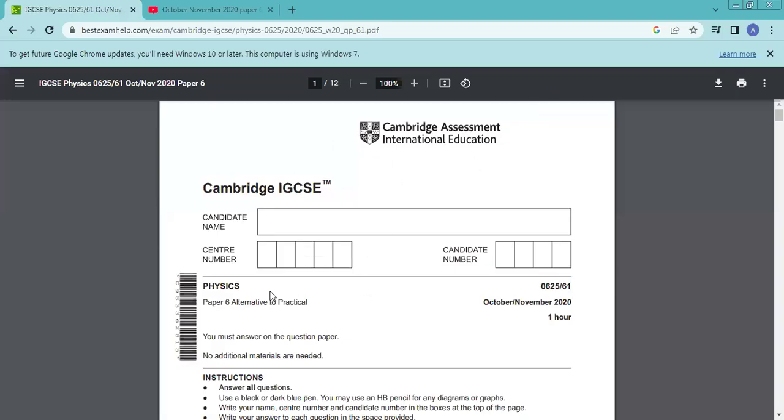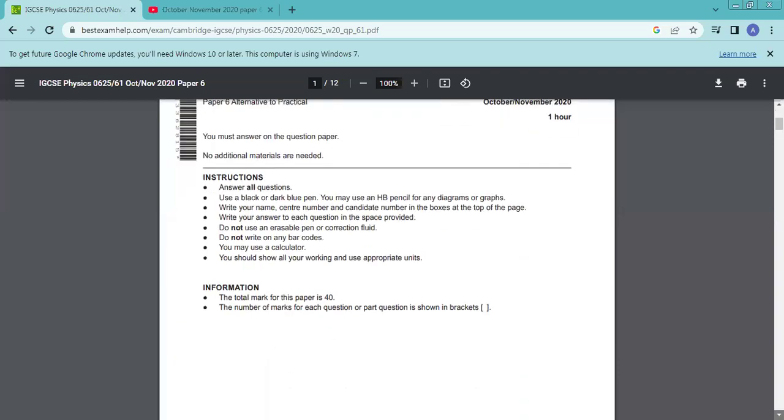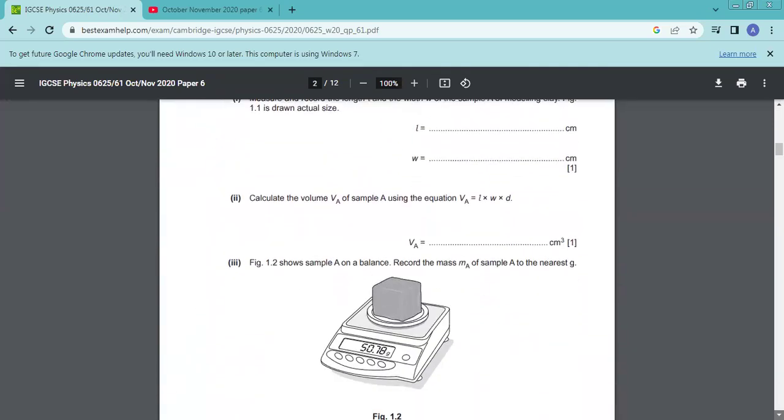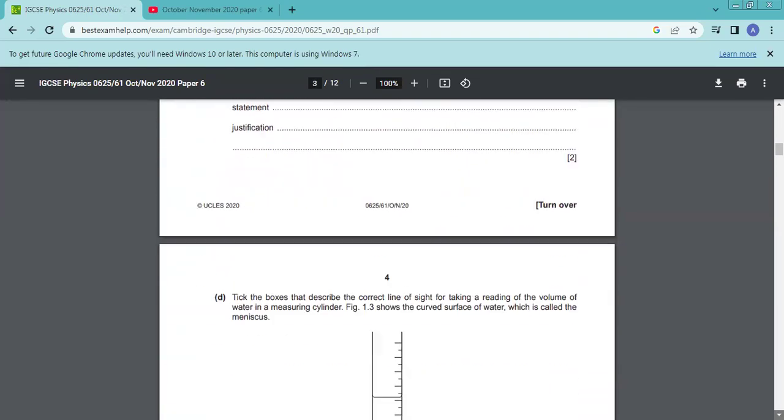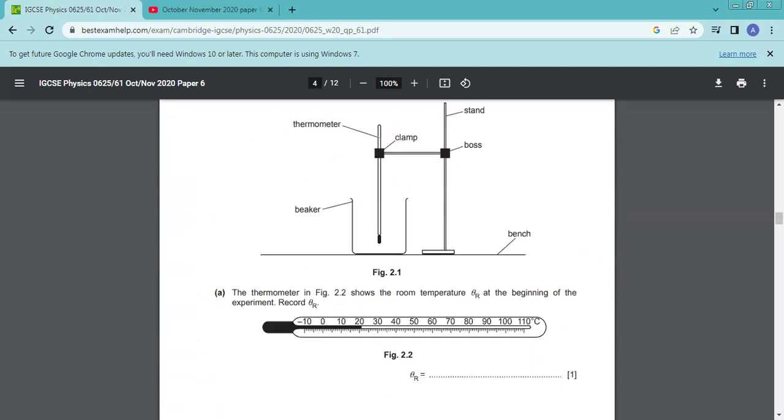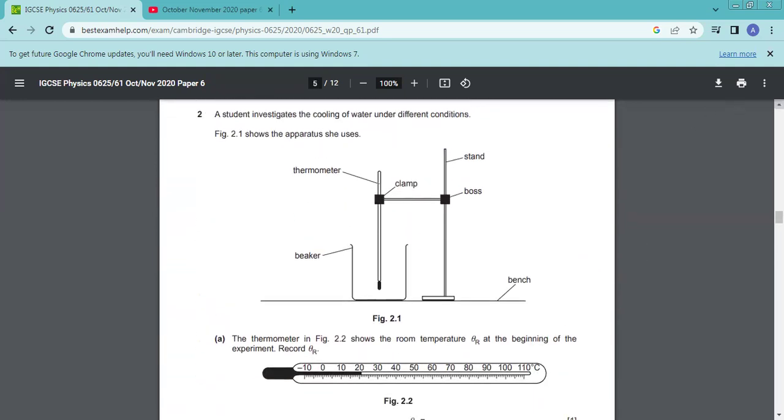Students, this is Cambridge IGCSE Physics, Paper 6 Alternative to Practical, October/November 2020. Question number 1 was already done in the previous video, and now in the second video, we are going to do question number 2. In question number 2, a student investigates the cooling of water under different conditions.